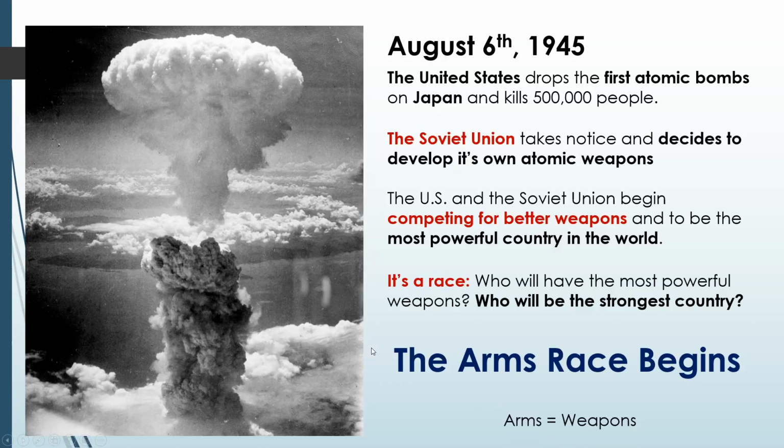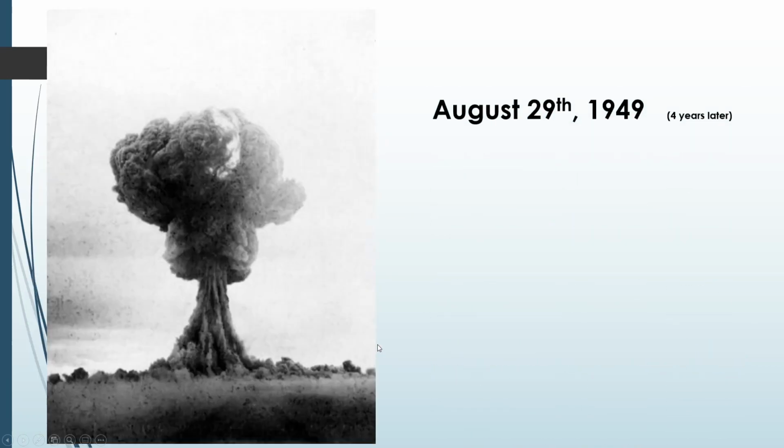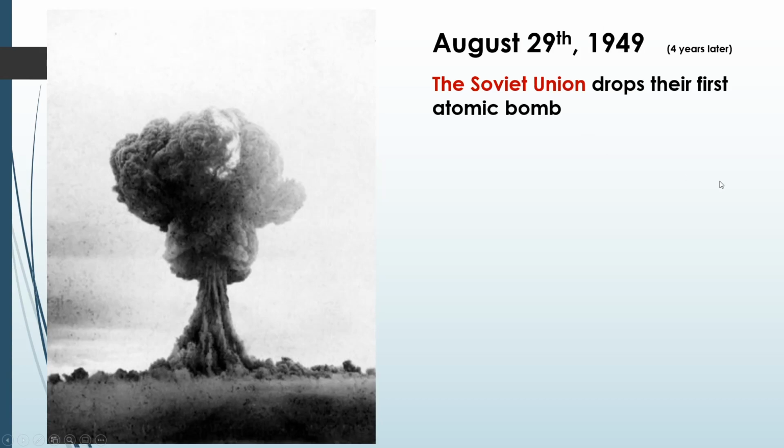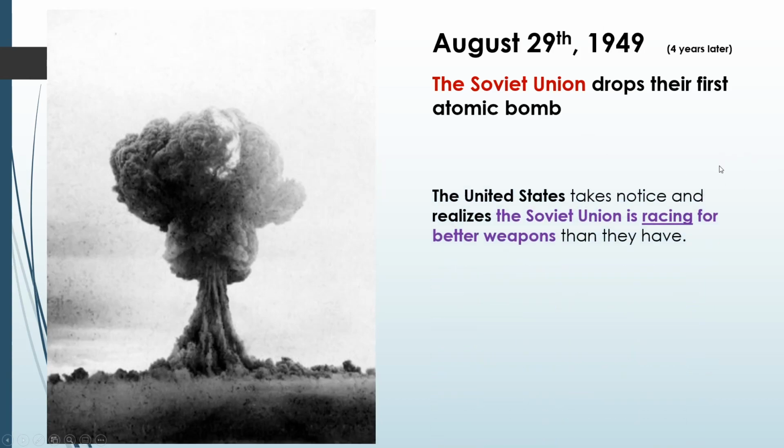So we saw that happen at the end of World War II. Well, let's fast forward 4 years later. The Soviet Union has now caught up. They have dropped their first atomic bomb. And the United States realizes that the Soviet Union is racing them, trying to be more powerful than them. The US isn't just the strongest country in the world now. They don't have the strongest weapon. The Soviet Union also has one. So what does the US have to do? They have to go out and get even better weapons.